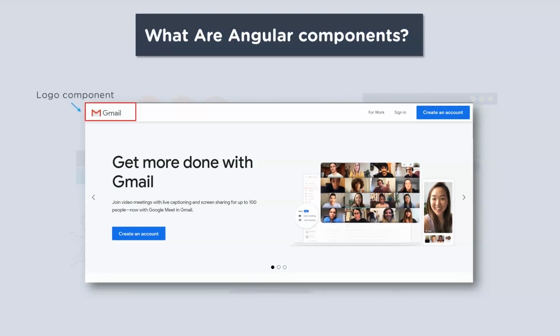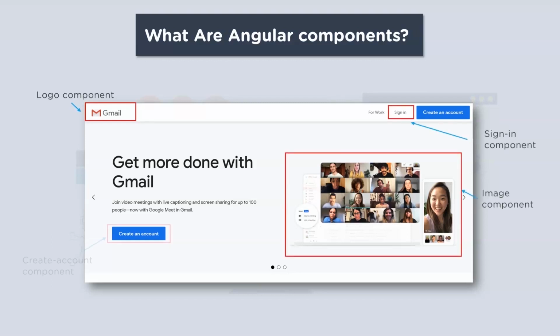So in this case, we have the logo component, then a sign-in component, an image component, and then a create account component. All of these components generally don't affect the working of each other. However, when embedded, they define the UI of your application. So I hope you understood what components are.